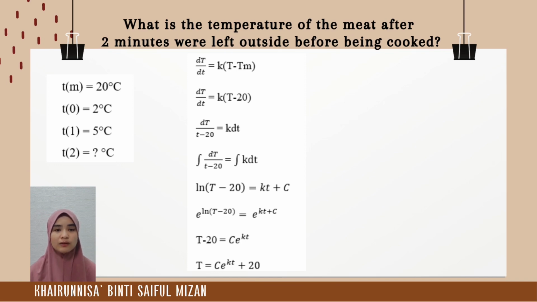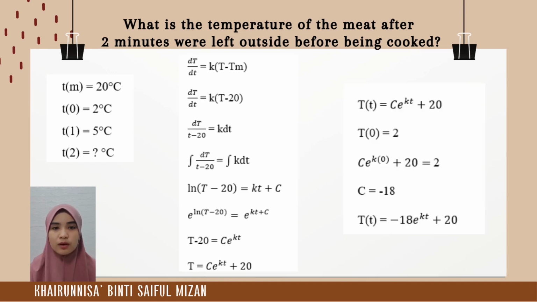Then we bring negative 20 to the right-hand side, and we get T equal to ce^(kt) plus 20. The temperature of the object at time t is equal to ce^(kt) plus 20. Now we need to find the value of c. We know that T(0) is equal to 2, right? So we replace t with 0, and then it will be ce to the power of k multiplied by 0, plus 20, equal to 2.